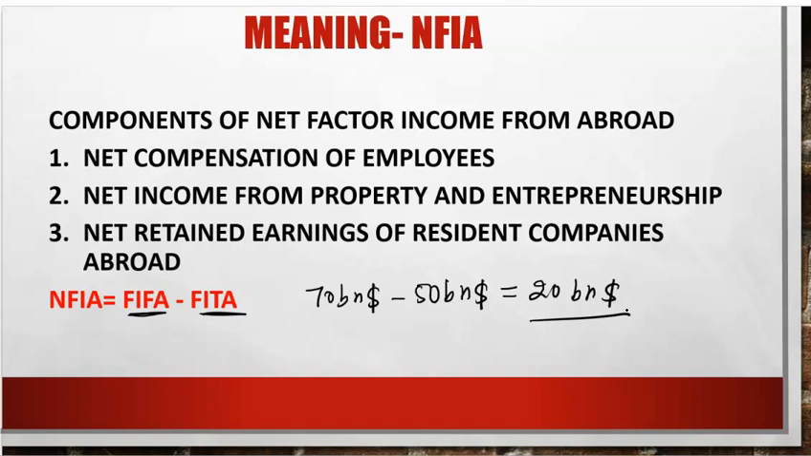Then net income from property and entrepreneurship. We earn rent from our property abroad, and also our resident companies like Reliance, Tata, maybe Haldiram, they are having their branches abroad. So net retained earnings which we received from abroad, and then again foreign companies take their money abroad. So उनका जो difference है, that is net retained earnings. So retained earnings, income from property and salaries, they are earned by Indian residents abroad and they are earned by foreign residents in India. उन दोनों का जो difference होगा वो NFIA होगा.